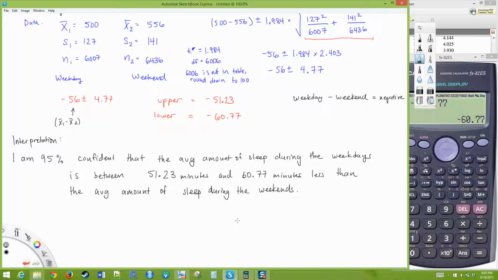Yes, and why is that? Because our entire interval does not include 0, right? 0 is not in the interval, so we have evidence that there is a difference. If 0 were in the interval, then that means 0, meaning no difference, is a possible answer. Okay, so here I'm going to write 0 is not within the interval.